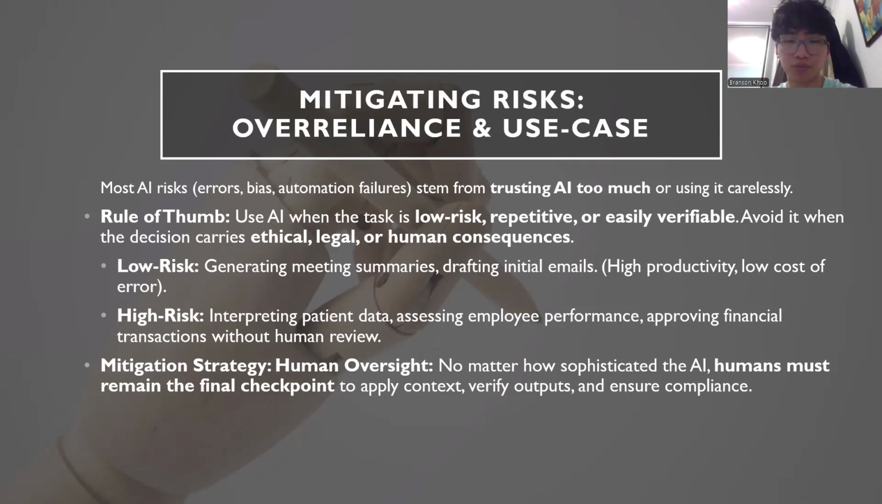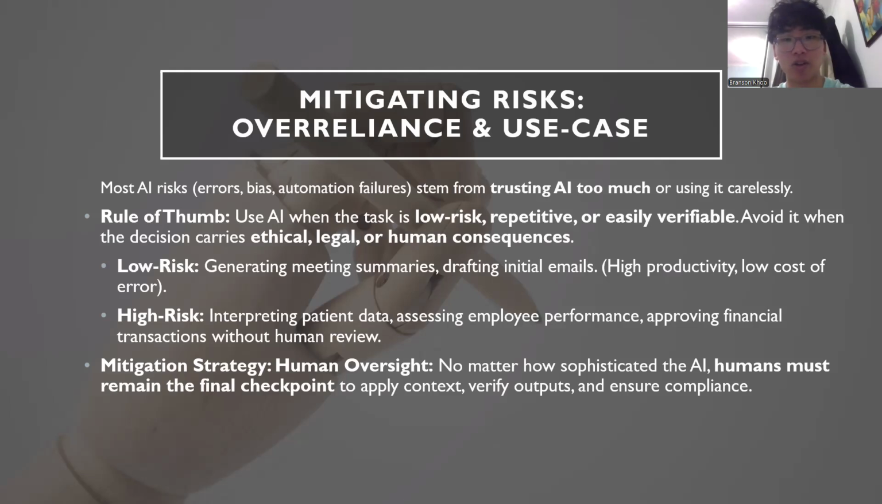So, for example, using AI to generate meeting summaries or initial drafts can save time and improve productivity because the results can be quickly reviewed and corrected. But using AI to interpret patient data, assess employee performance, or approve financial transactions without reviewing the outputs is very risky because the cost of error is far higher. By clearly distinguishing between supportive and decisive use, we can prevent AI from stepping beyond its safe limits.